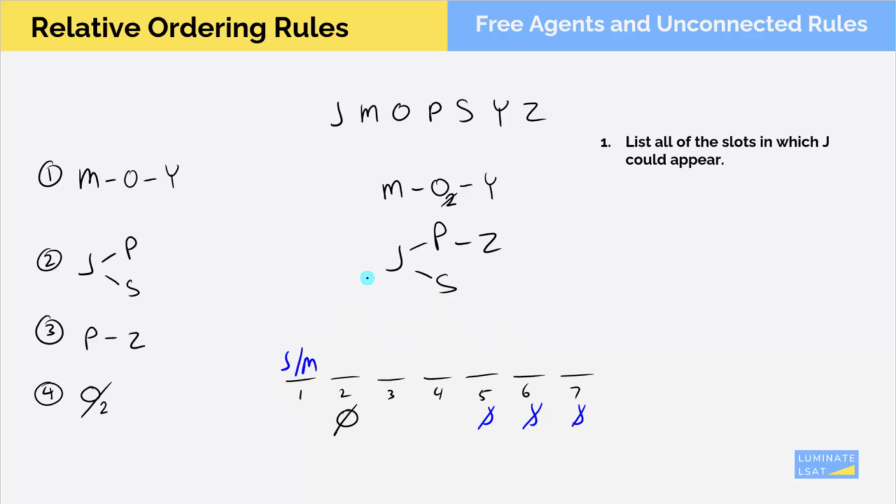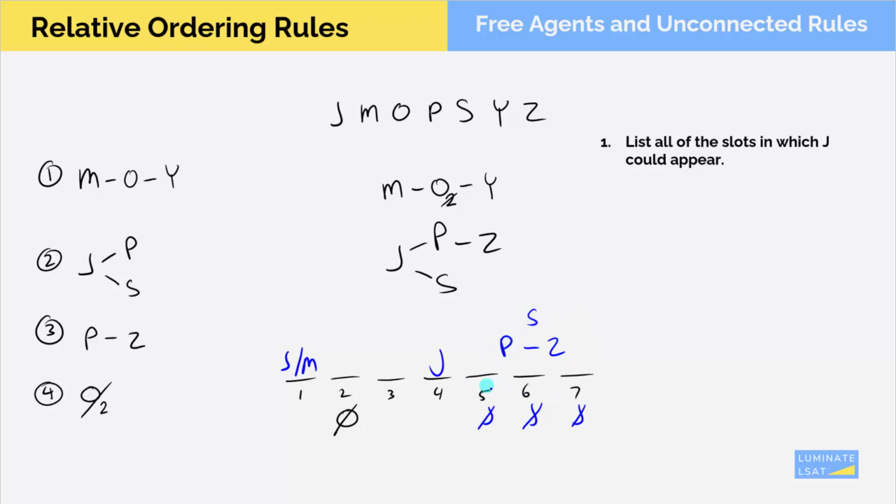Actually, no, and this is the point of this lesson. We have to be a little bit more careful when you have unconnected rules, especially when you have these restrictive type of rules, rules that tell you certain letters can't go in certain spots. If you try to put the J in 4, then you know that the P before Z as well as the S are all going to occupy these last 3 spots.